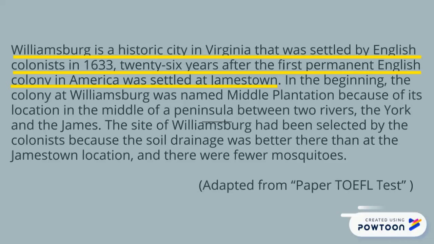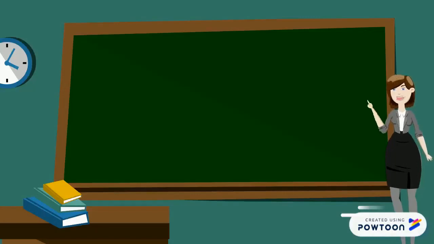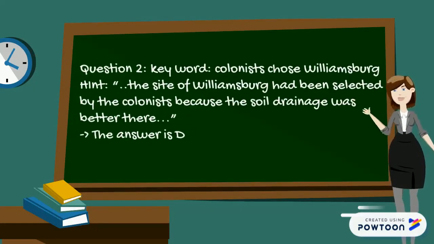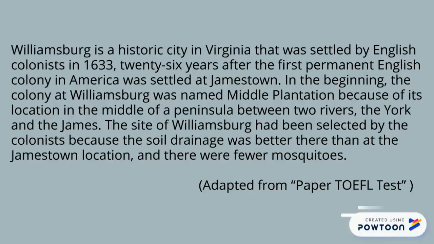The answer to the second question will probably be located in the passage after the answer to the first question. Since the second question is about why the colonists chose William Byrd, you should skim through the passage to find the part that discusses this topic. The answer is found in the statement that the site of William Byrd had been selected by the colonists because the soil drainage was better there.